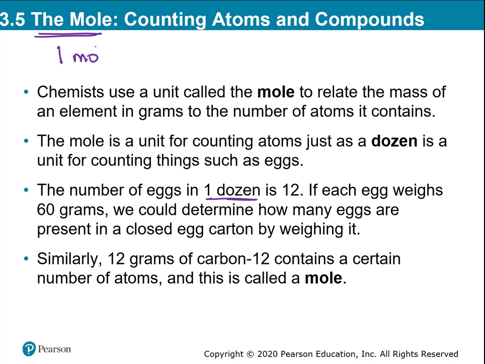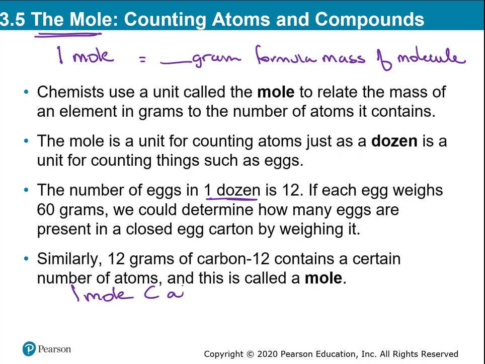So 1 mole of anything is equal to the gram formula mass of a molecule. 1 mole of anything is equal to the gram formula mass of any molecule. So they actually started off and they used carbon as their initial way of trying to count stuff. So they said, okay, if I have 1 mole of carbon atoms, so it's not even a molecule, it's just C all by itself, it's going to weigh its mass expressed in grams.